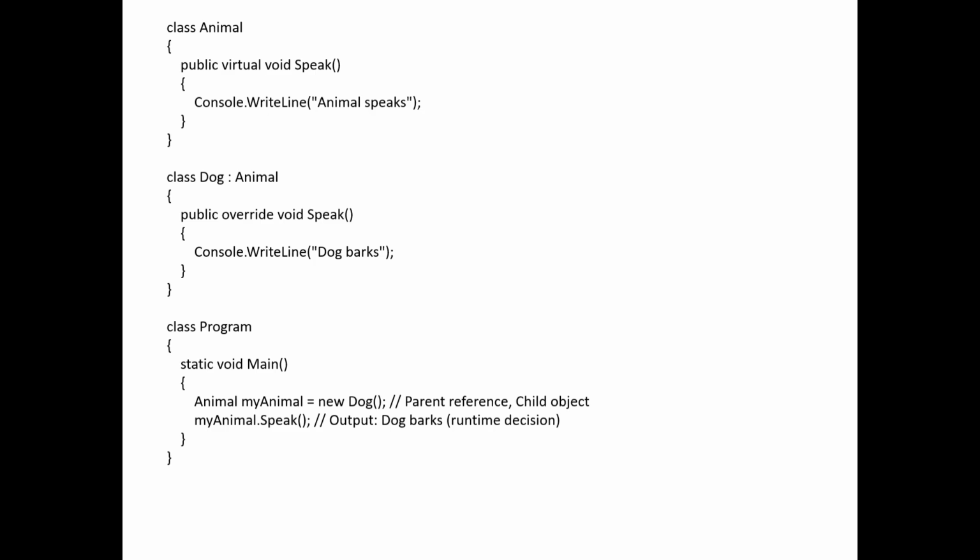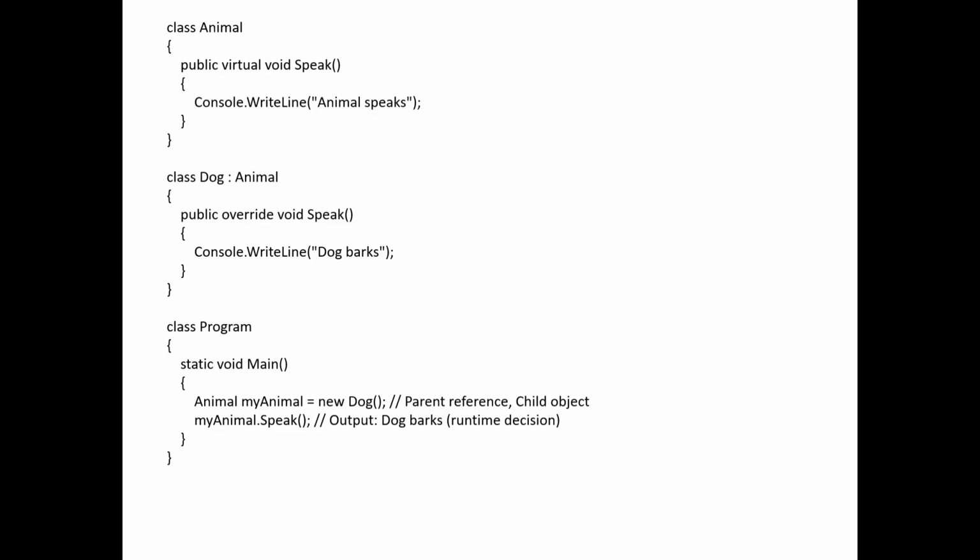So in the main, as you can see, we have made an object of the base class Animal: myAnimal is equal to new Dog. This is a parent reference and child object. We have called myAnimal.Speak. So it is a parent reference, but it is a child class object. myAnimal.Speak would call the function of the derived class, which would display the message "Dog barks".